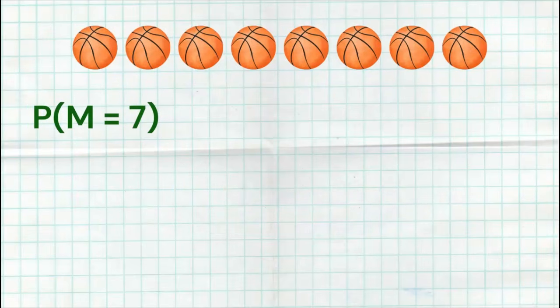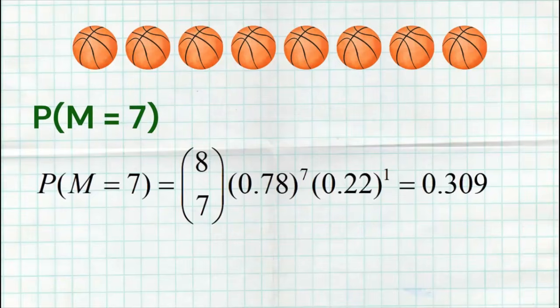And what about the probability she makes 7? Well, again, 8 choose 7, 0.78 raised to the 7th times 0.22 raised to 1, 7 makes, 1 miss. 8 choose 7 is how many combos there are, and we get 0.309.